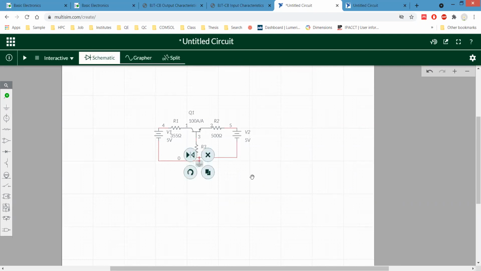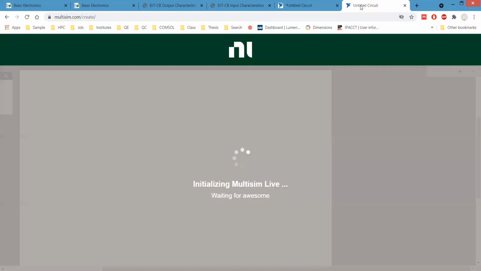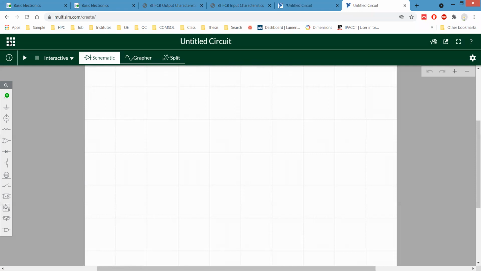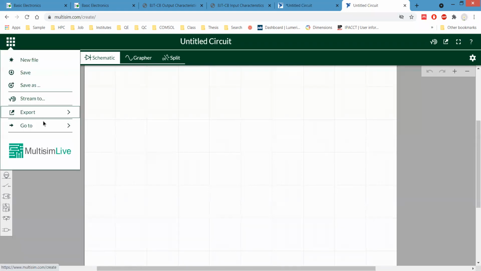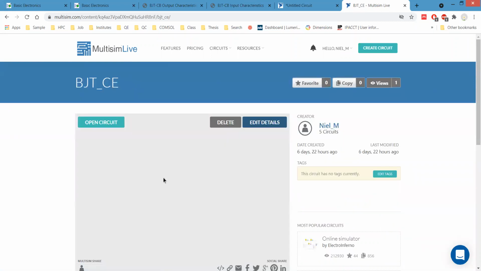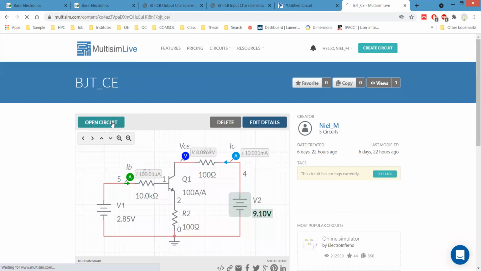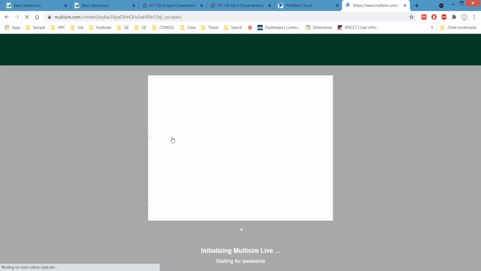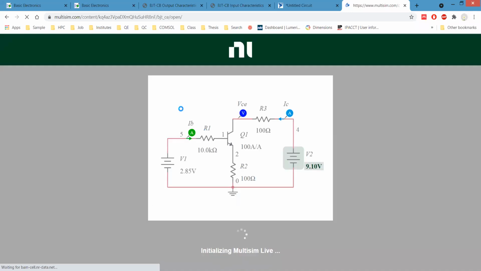Let me open that circuit, then we'll discuss. In the meanwhile, we can draw the circuit. Okay, it is not opening.